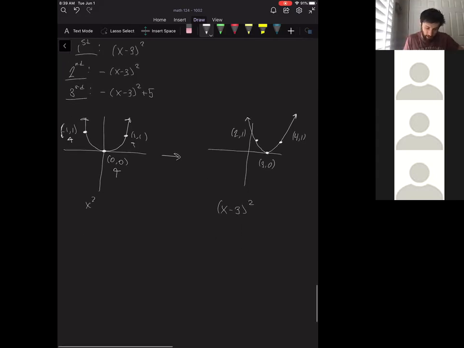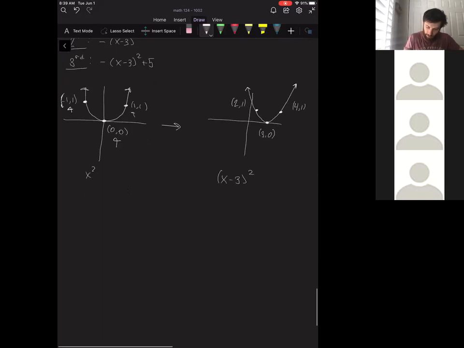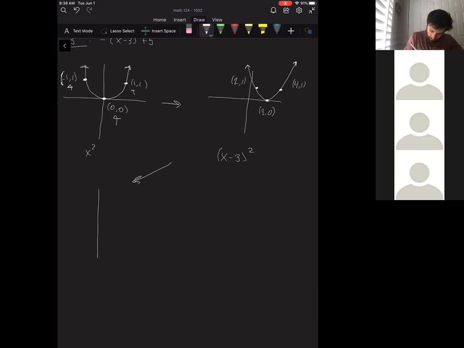All right, now let's move on to the next one, the minus x minus 3 squared. So this one, now we have a minus sign being multiplied onto the outside of the x, which means we take all of our y values from the previous graph and we multiply them by a minus sign. So here we have a y value of 0. If we multiply that by a minus sign, nothing changes. So that's still going to be the 3, 0.